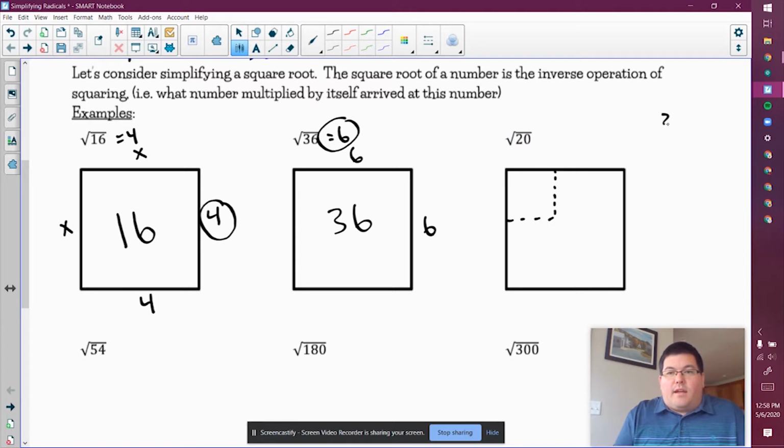Let's think about 20 and its factors. Well, what factors do we think of when we think of 20? Well, there's 1 and 20, of course. There's 2 and 10. And there's 4 and 5. Well, are any of these numbers perfect squares? Well, we have that right there, right? We do have 4 by 4 as an actual square, right? So we know that at the very least, inside this box, there's a box of 4.